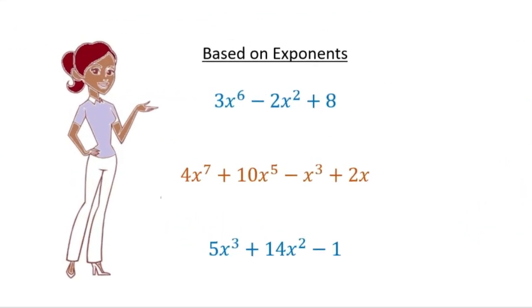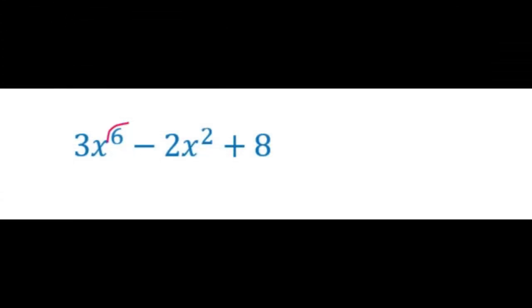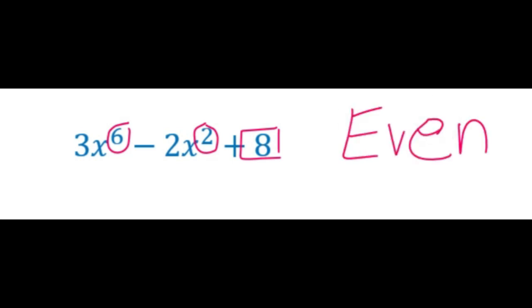Lastly, let's determine whether a function is even, odd, or neither based on the exponents. We have an even exponent on this term, we have another even exponent, and we have a constant. So by definition, this function is even because each term has an even exponent or a constant.